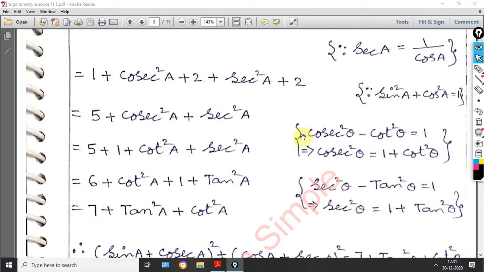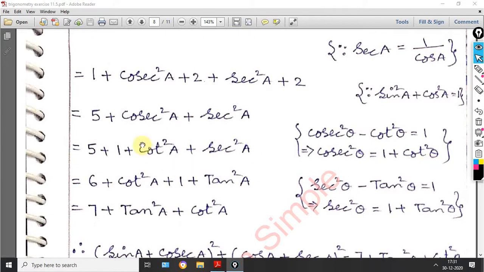So what identity we are using? Third identity, that we know that cosecant square theta minus cot square theta equal to 1. This is the third identity. So we are putting this cosecant square theta as it is, and sending this cot square theta to another side. So what we will get, equal to, 1 we are writing as it is. It is going to another side, so here it is minus, so here it will become plus cot square theta.